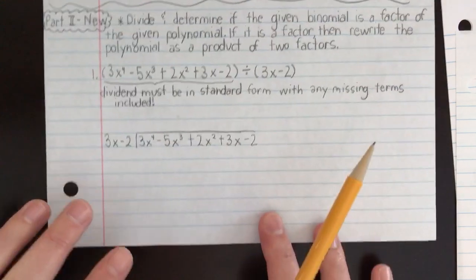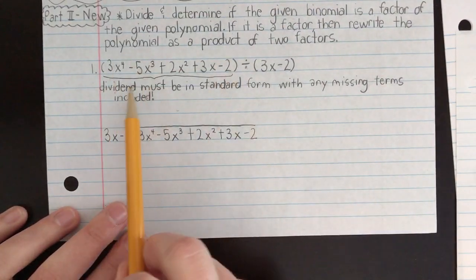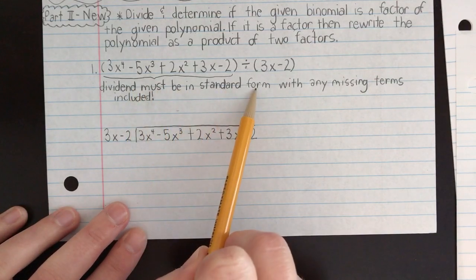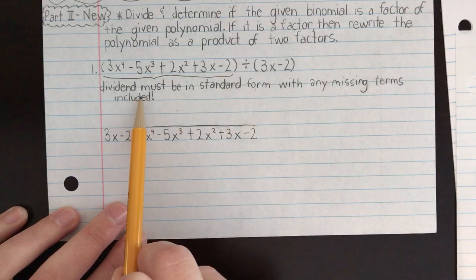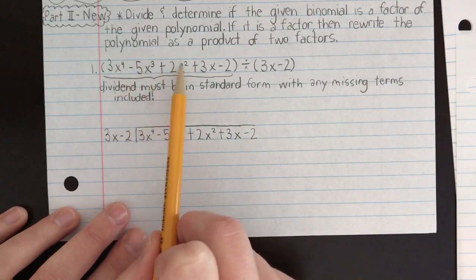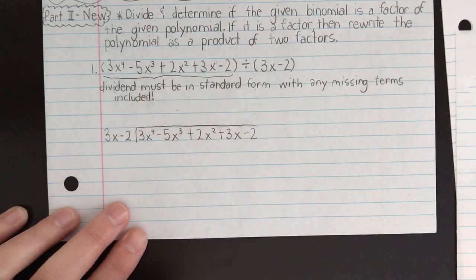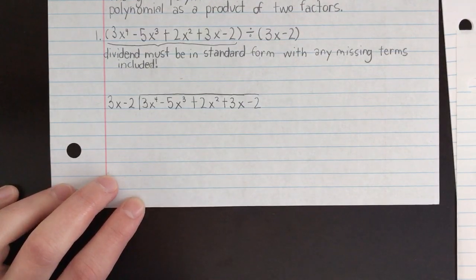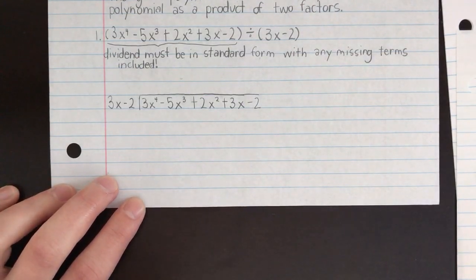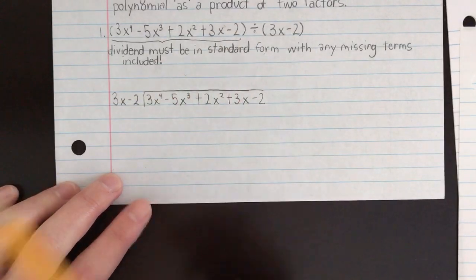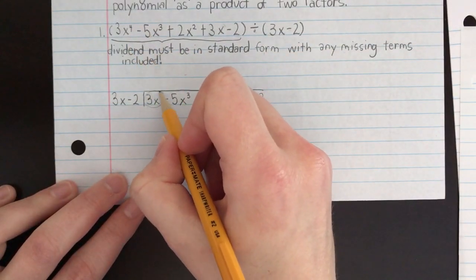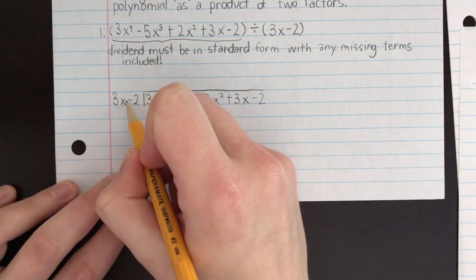As you would imagine, there are rules when dividing polynomials. The first and most important rule is the dividend must be in standard form with any missing terms included. So 4, 3, 2, 1, and then number, it is in standard form, no terms are missing. So I went ahead and set up the problem as it should be. Same process. I really want you to think about the previous process with just the numbers.